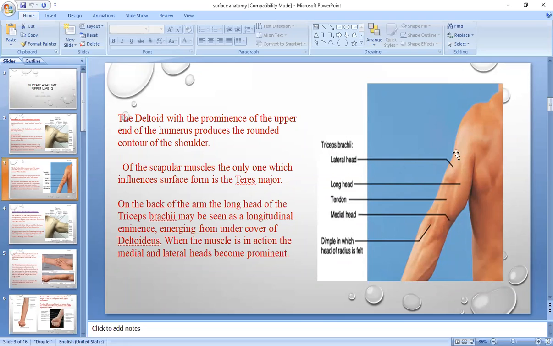Okay. So how to identify? First, you have to appreciate the posterior margin of the deltoid. Beyond that, you can identify the passage of the long head of the triceps. Then, on either side of this long head, the lateral and medial heads get fused with the triceps and form a flat tendon. So this is prominent on the back of the arm.